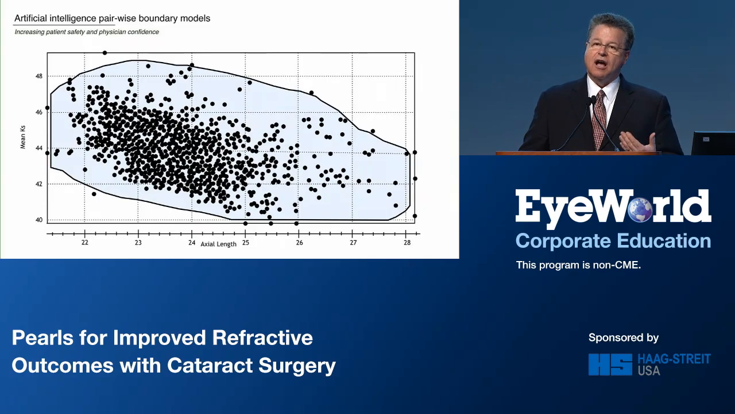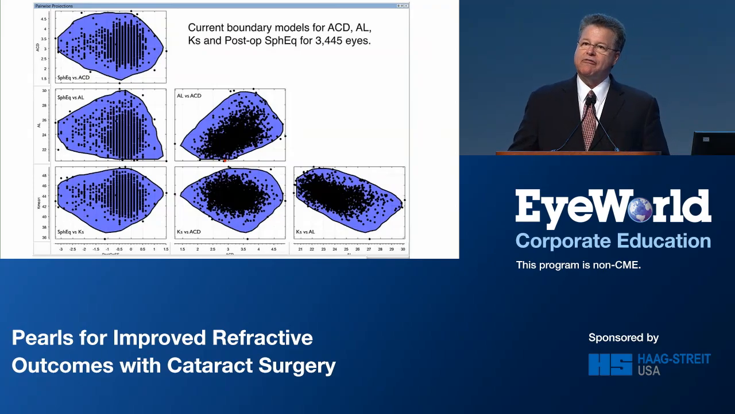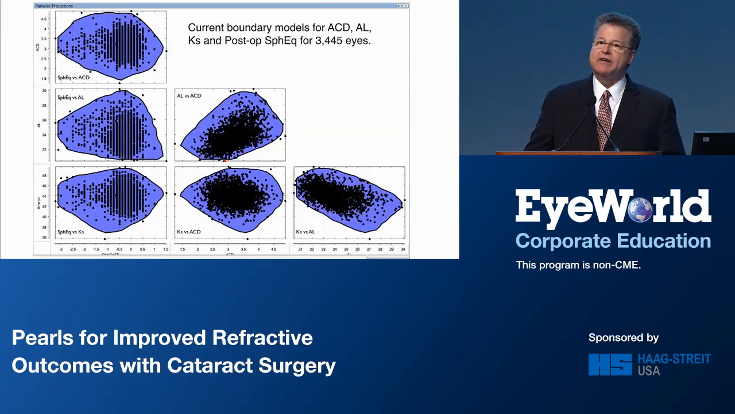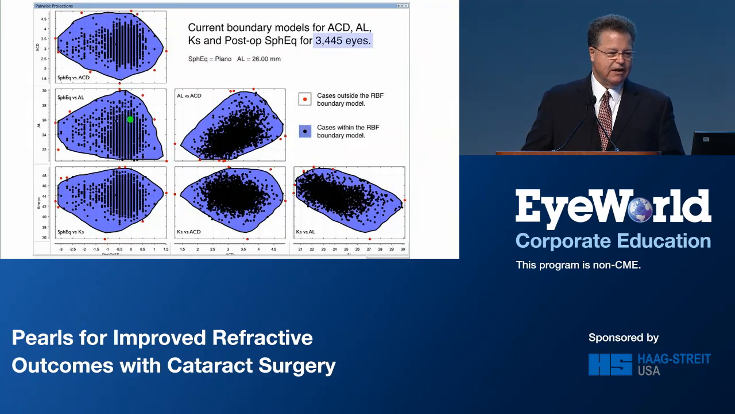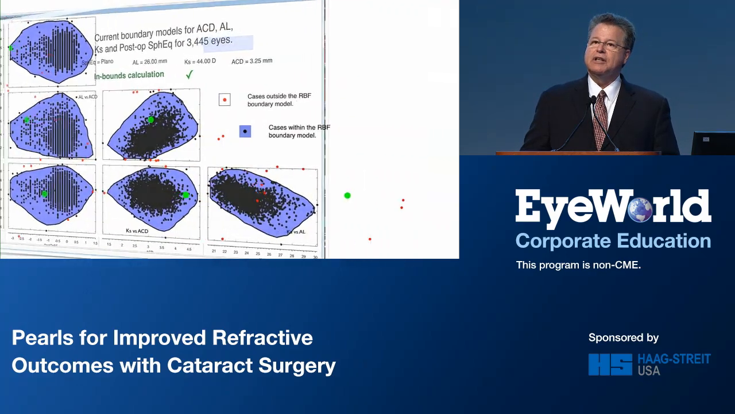Inside the boundary model, I can tell you with 90% certainty that you're going to be within a half diopter. So the red dots are those cases where we can't do that. Here's an example. When we have 4 factors, we have 6 pairwise boundary models. Let's take an example: an axial length of 26 millimeters, Ks of 44, anterior chamber depth 3.25. Totally normal eye, you can see all the green dots are within the boundary model. For this, you get an inbounds calculation.